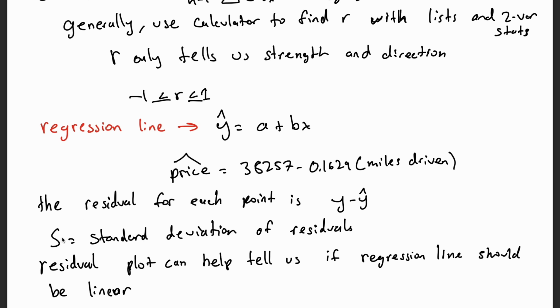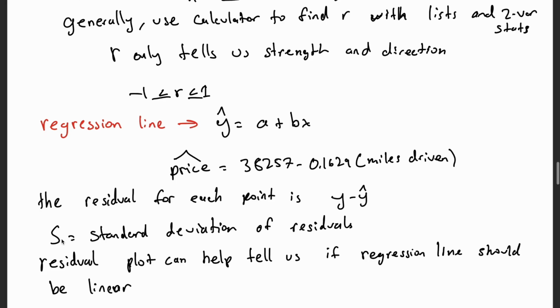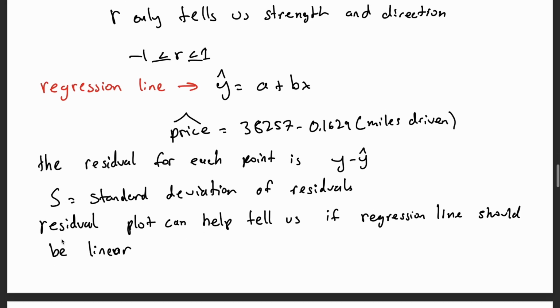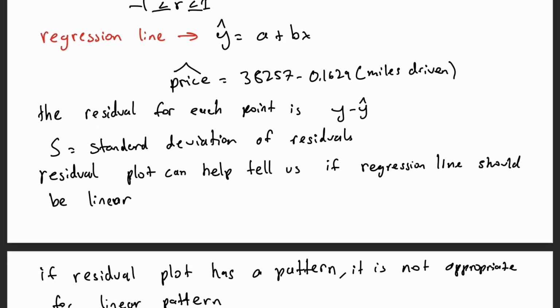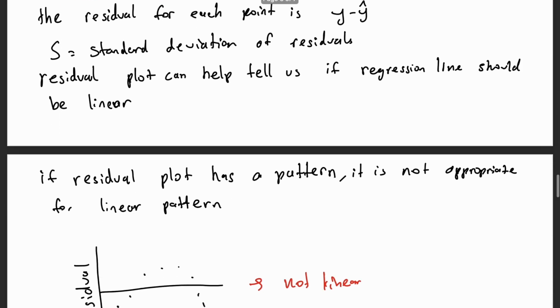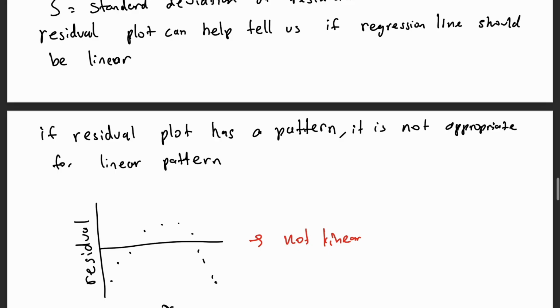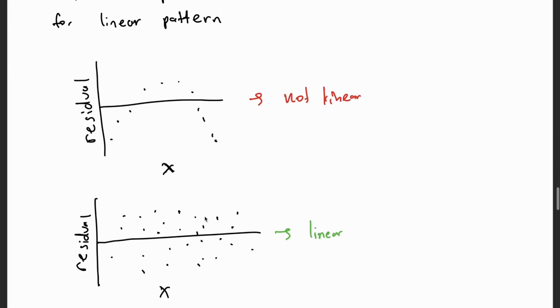S is essentially the standard deviation of your residuals. Using a residual plot can help tell us if a regression line should be linear or not. For example, if a residual plot has a pattern on it, then it's probably not appropriate for a linear model. For a residual plot like this, where x is this axis and this is the residual axis, we can see there's a pattern here. Therefore, it's probably not best to use a least squares regression line, or any regression line, for a linear pattern for this graph. And this one has no pattern, obviously, so it would be appropriate to use a linear model for this graph.